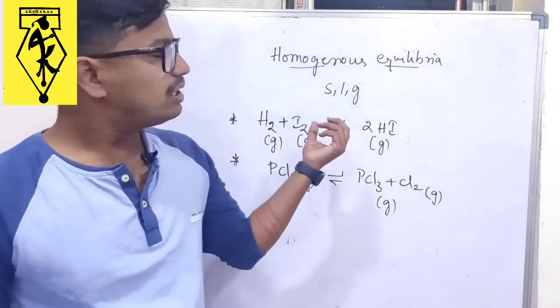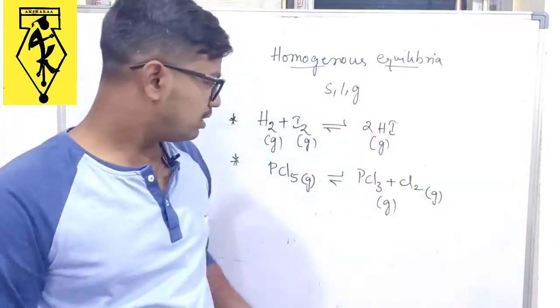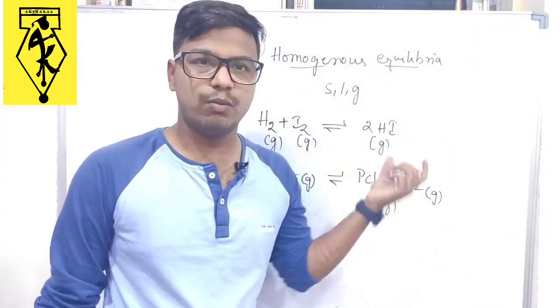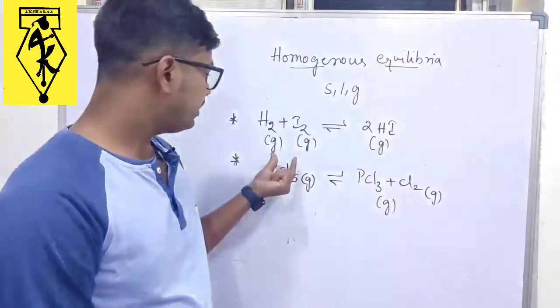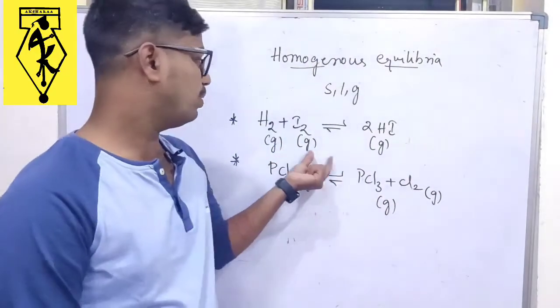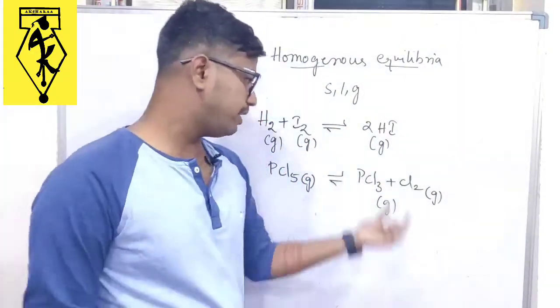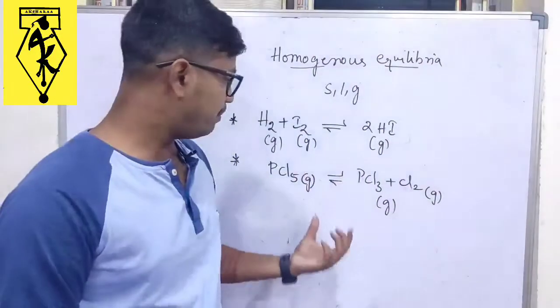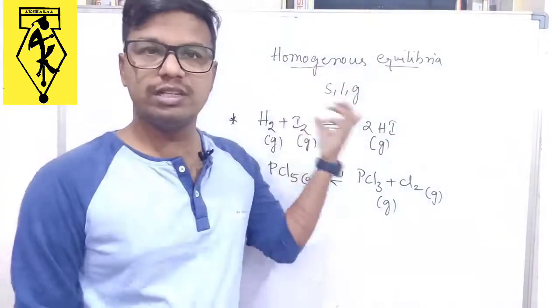In heterogeneous equilibrium we will take the heterogeneous ones. Remember one thing, when we talk about the equilibrium constant, here basically we consider only the gaseous molecules. I will tell you why in heterogeneous equilibrium. Now we will continue with what happens in homogeneous equilibrium.